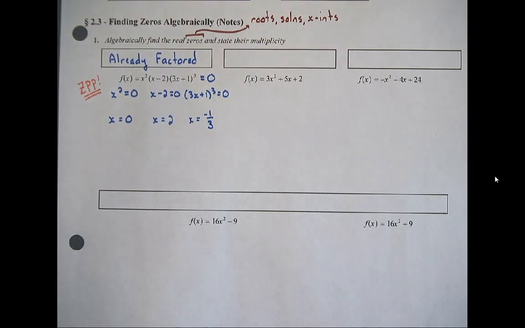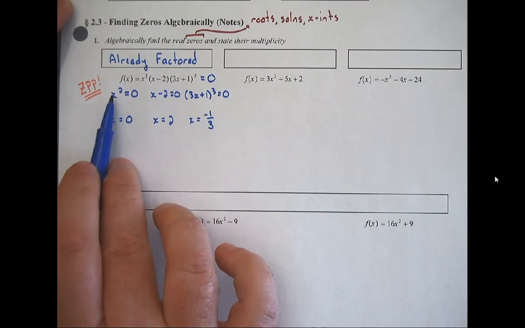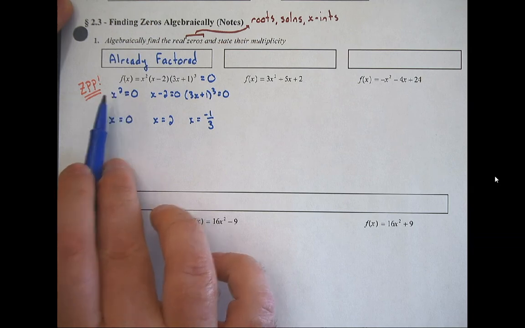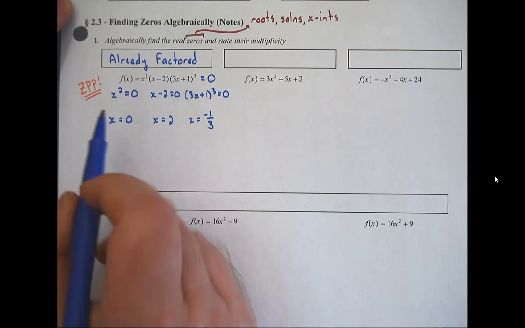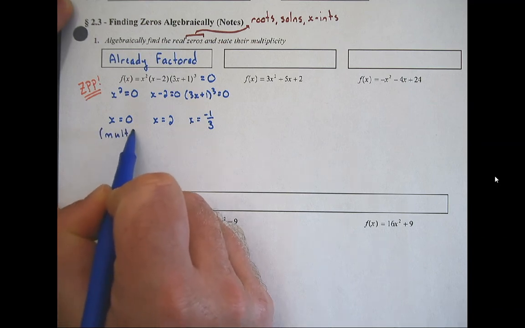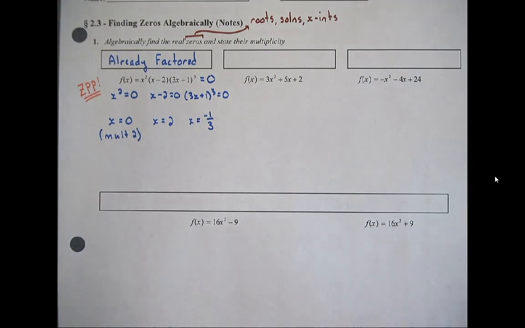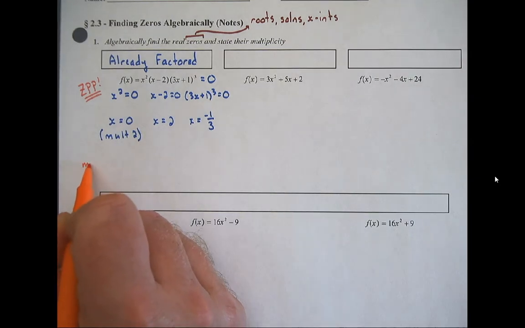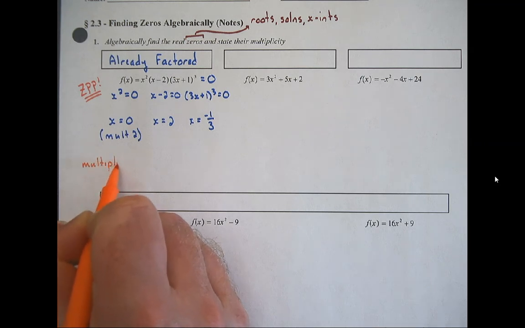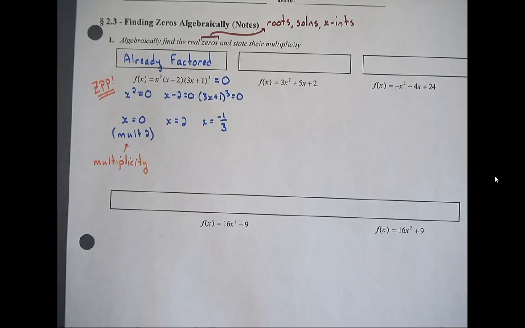Now, I don't want to have to write all these different times. So the phrase that we use is multiplicity. This 0 is going to occur twice because that x equals 0 will happen 2 different times, one for the first x and one for the second x. So underneath this, instead of writing x equals 0 twice, we write mult 2. This mult stands for multiplicity. It's how many times that 0 occurs.